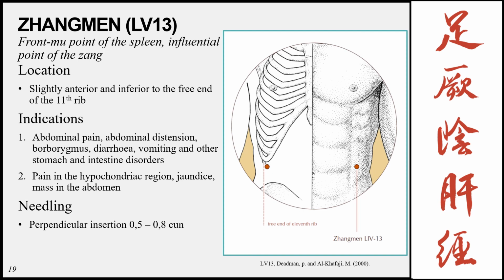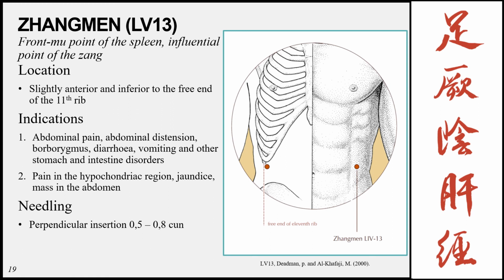And now let's look at the indications of this point. Firstly, it's the front mu point of the spleen. So can you remember what we said the function of front mu points are? They more effectively treat the associated organ. That means that this point can be used for disorders of the spleen organ. And you can see this in the first set of indications. It can be used for abdominal pain, abdominal distension, borborygmus, diarrhea, vomiting, and other stomach and intestine disorders.